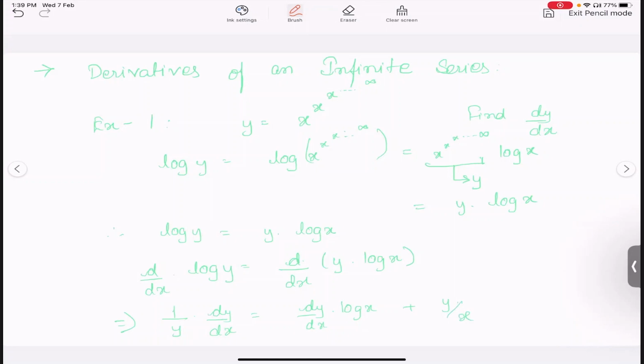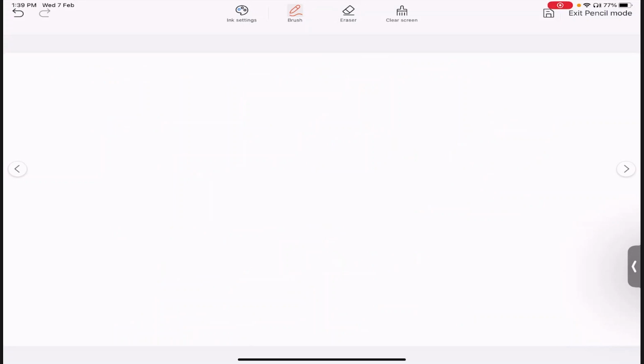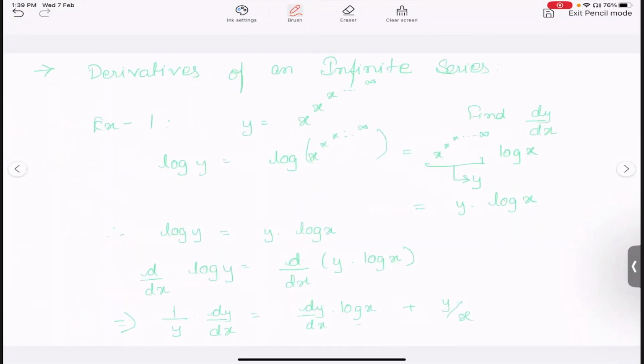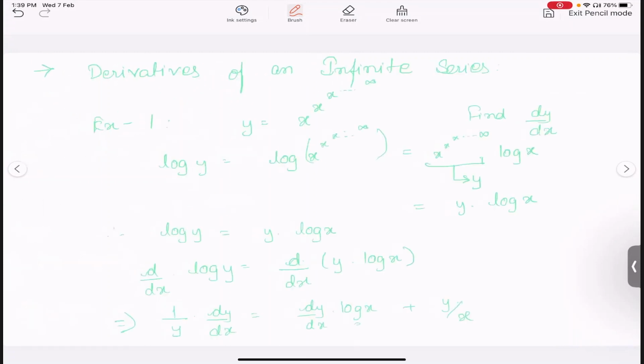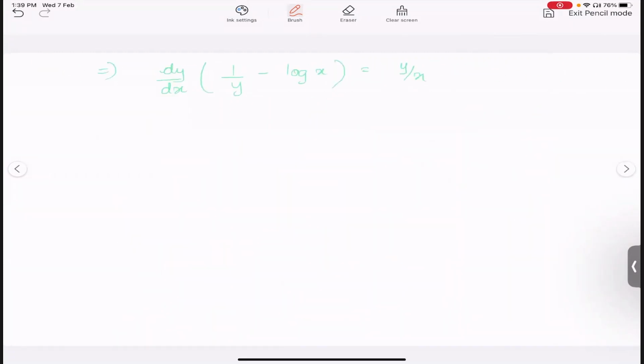Now we'll put dy by dx terms on one side. So this implies dy by dx times, here we had 1 by y minus, if this term comes on this side, it will have a minus sign, minus log of x, will be equal to y by x, sorry.